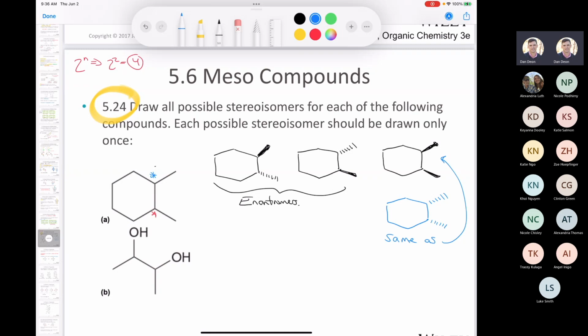And the reason why these are both the same is because this compound is a meso compound. It does have 2 chiral centers. However, it also has a plane of symmetry running down the molecule. If you rotate this 180 degrees, you end up with the same molecule. And so you only have 3 possible stereoisomers for compound A. Let's try the next one.